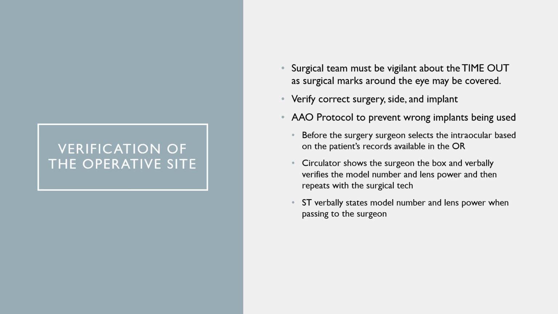The circulator then, before opening that lens to the field, is going to show the surgeon the box and verbally verify the model number and the lens power. And then once that is done with the surgeon, they are going to repeat those steps with the surgical tech as well. And once it's open to the field, then the ST is going to verbally state the model number and lens power when passing it to the surgeon once again. So we are looking at about a total of 4 verifications of that implant before it makes it to the field.